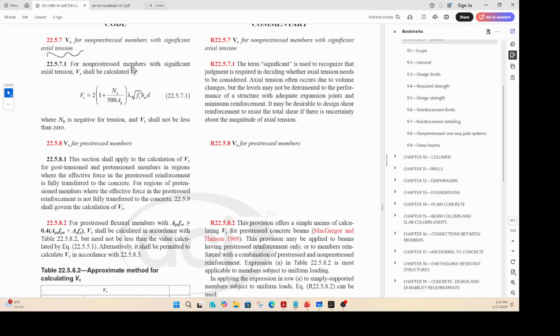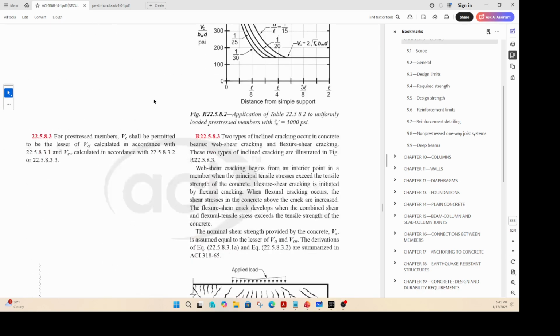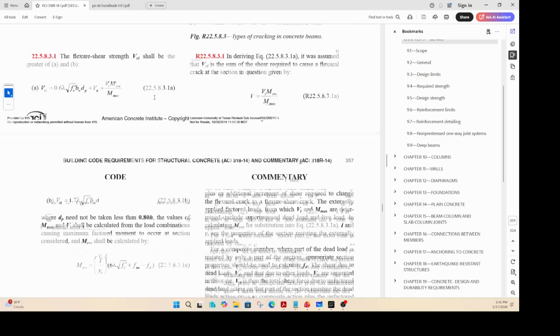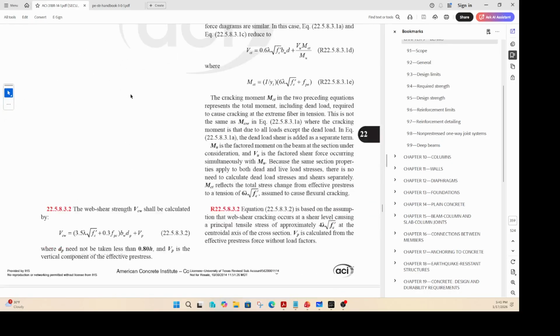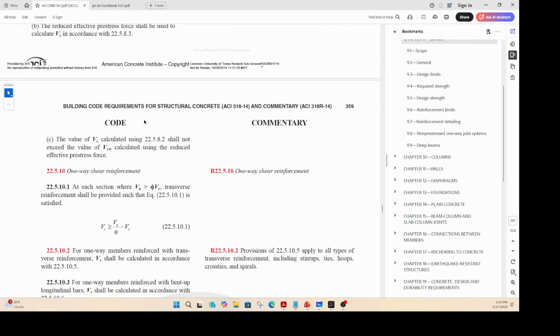When you have tension, how do you calculate your VC? Again, we are calculating the portion of the shear that concrete itself can handle. Okay, so pre-stress, we are not getting into all these details, but there are straightforward equations if you have a pre-stressed beam for how you calculate your values. Okay, let's see if there is anything else important. Otherwise, we'll go back to our beam business.